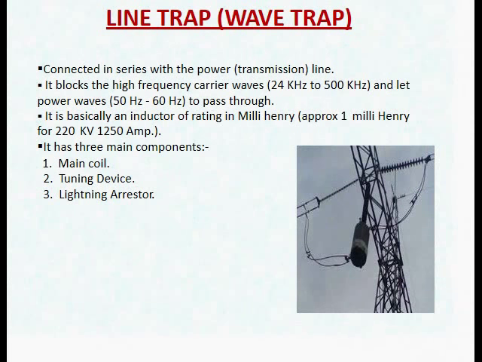Next is the line trap or wave trap, used for communication on the power transmission line. Its role is that it blocks the high frequency carrier waves, that is 24 kHz to 500 kHz, and lets the power waves, which are generally 50 Hz to 60 Hz, pass through. In India, power frequency is 50 Hz. It is basically an inductor of rating in millihenry, approximately 1 millihenry for 220 kV and 1250 amps. It has three main components. First one is the main coil, then the tuning device, and third one is the lightning arrestor.